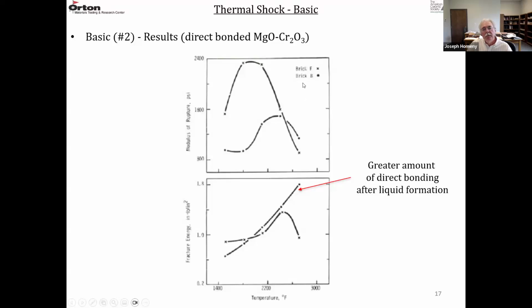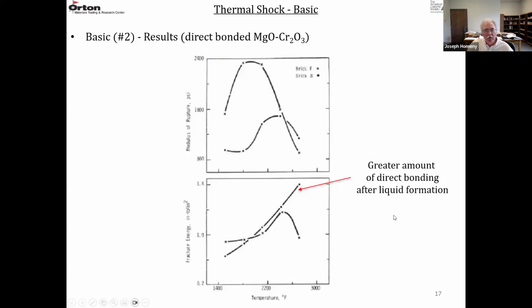This one, brick B, has a greater amount of direct bonding after the liquid forms. So it continues to rise in work of fracture, whereas the other brick, F, falls off because it has a greater amount of liquid. So the degree of direct bonding and the amount of liquid that forms, it's a silicate liquid.